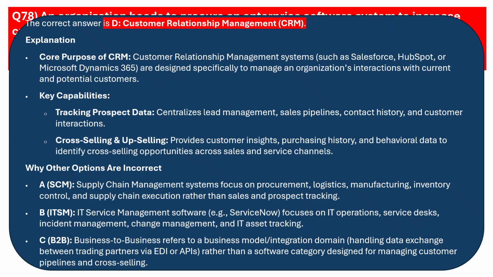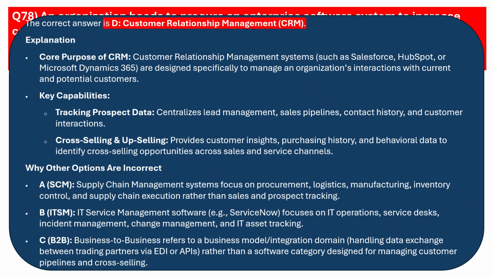The correct answer is D. Customer relationship management, CRM. Explanation: core purpose of CRM. Customer relationship management systems, such as Salesforce, HubSpot, or Microsoft Dynamics 365, are designed specifically to manage an organization's interactions with current and potential customers. Key capabilities: tracking prospect data, centralizes lead management, sales pipelines, contact history, and customer interactions. Cross-selling and upselling, provides customer insights, purchasing history, and behavioral data to identify cross-selling opportunities across sales and service channels.